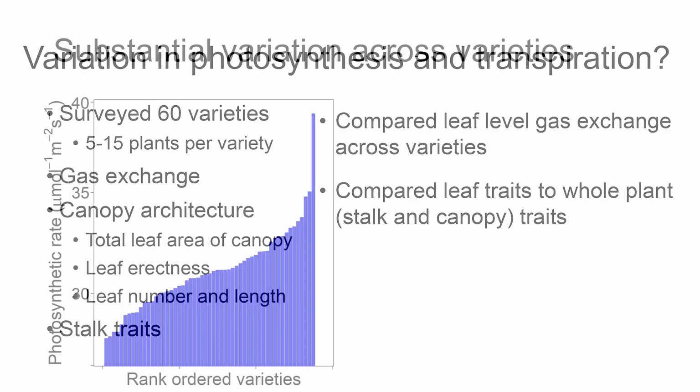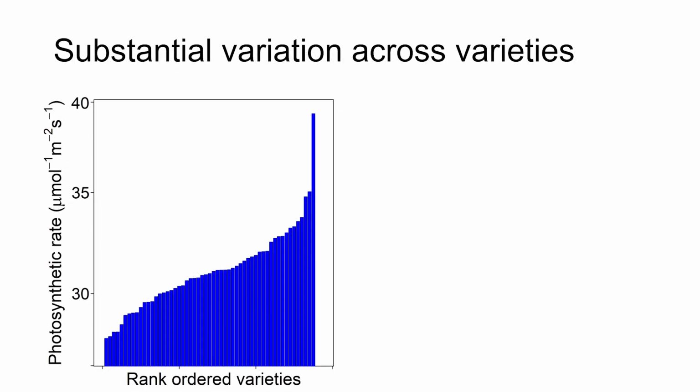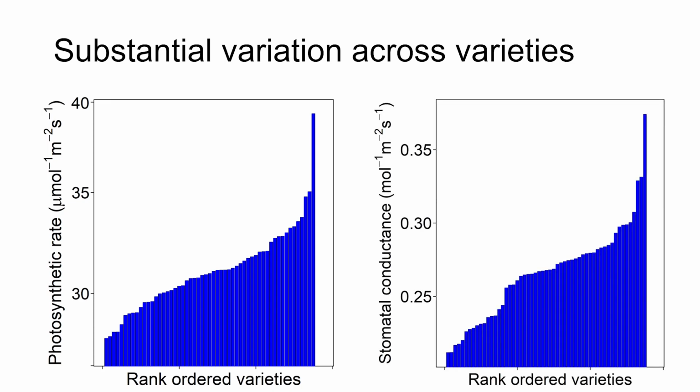So first, we want to know how much variation we find. This graph just shows, along the x-axis, all the different varieties, rank ordered from the smallest to the largest. And we see in photosynthetic rate there actually is quite a substantial amount of variation among these varieties, and these are actually highly selected varieties already. Most of them are already quite far advanced in the breeding program, so I was pretty surprised that there was as much variation as there was. And then with stomatal conductance, we saw the same thing, where there's quite a bit of variation in stomatal conductance.